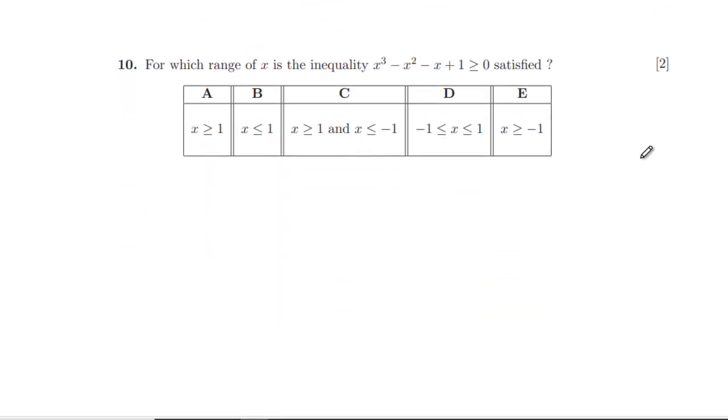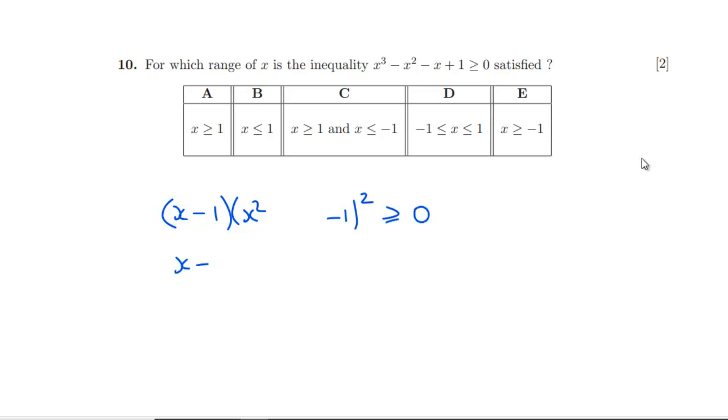For which range of x is that inequality satisfied? Right, factorise. Looks like they're pushing us to ones. What have we got? 1, minus 1, minus 1, plus 1. So we've got x minus 1 as a root, which is going to leave us with an x squared and a minus 1. And, oh, that is it. So squared, greater than or equal to 0.